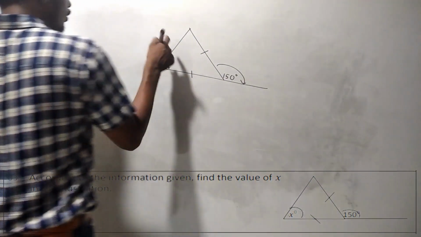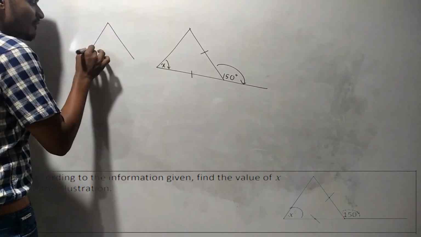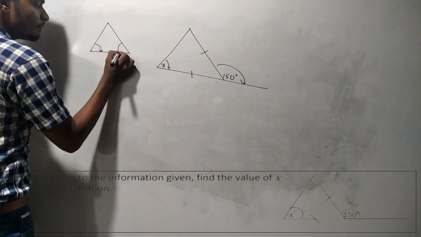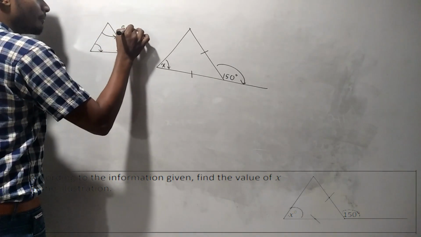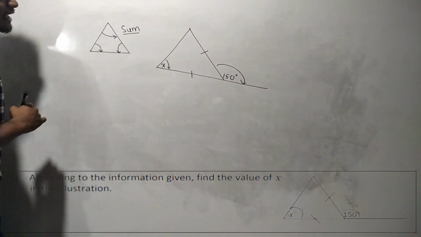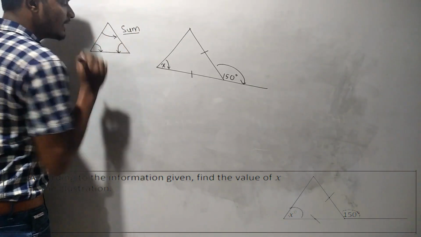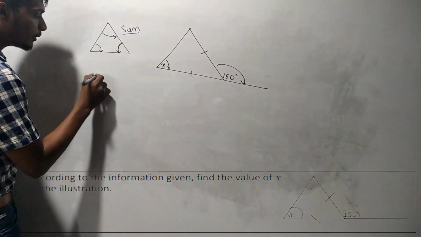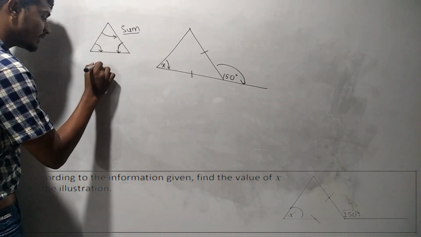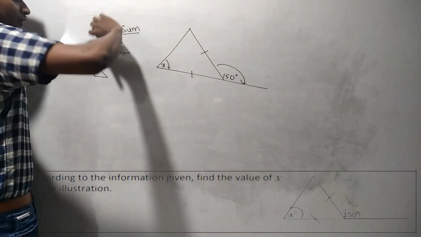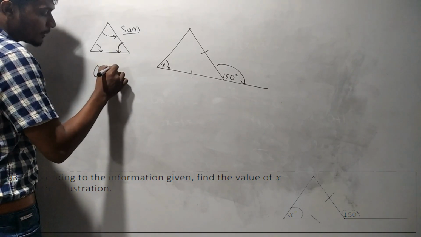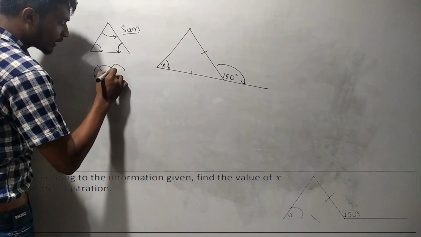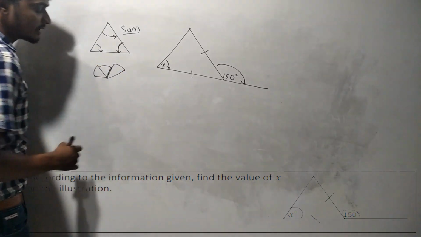The first theorem based on the triangle is: whenever you have a triangle, the sum of interior angles, S-U-M, will give you 180 degrees. In other words, if you cut this portion and keep it over here, and cut this portion, turn it upside down and place it over here, and then keep this portion directly over here, you will have a nice portion like this.